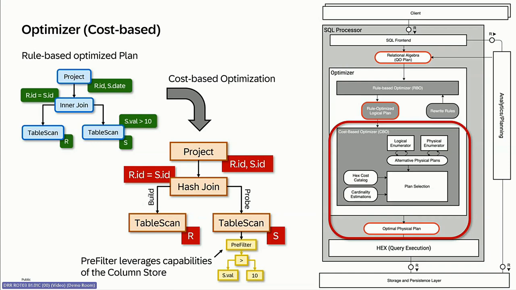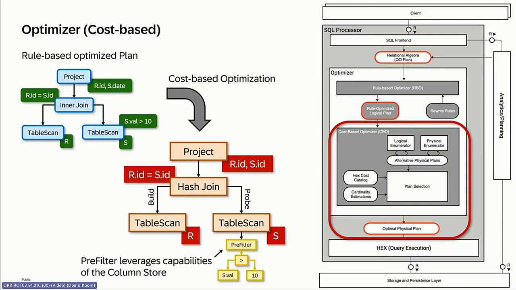This is actually something that is heavily specialized for HEX already, because HEX provides a cost model. And the cost model is basically the performance profile of each individual physical operator that HEX provides. So it's heavily steered by that, and also heavily steered by cardinality estimations. Right, this is the input actually of the plan selection phase.